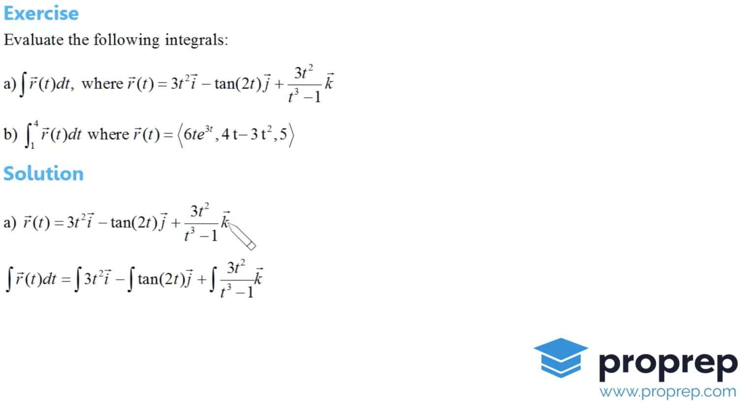Okay, I copied our function, and now the integral of that function, what we do is we just take the integral of each component separately, put the integral here, here, and here, and this is what we get. And now it's just a practice in integration. So what we get, the integral of 3t squared is an immediate one. It's t cubed, but we still have the i.